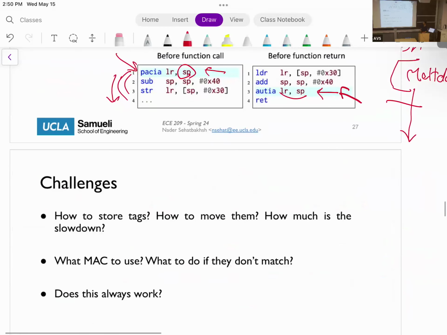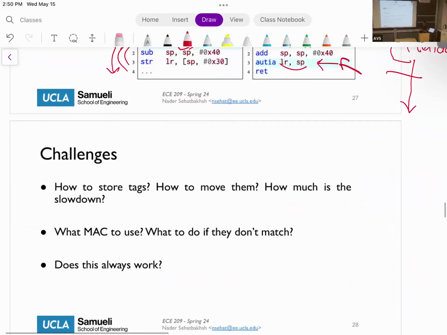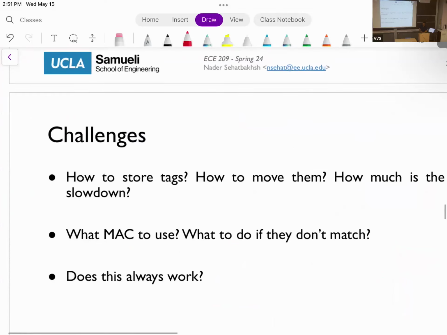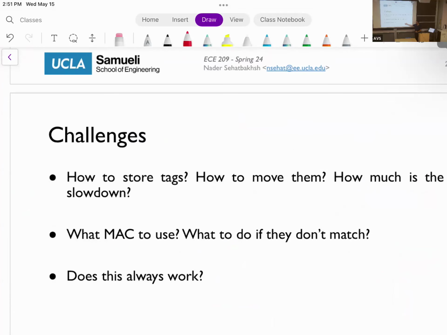Cool. So there are a bunch of questions, for example, where to store the tag, how to move them, how much is the slowdown, what sort of hashing or MAC mechanism should we use, what should we do if they don't match, does this always work? There are tons of these questions that, when it comes to hardware implementation, the hardware designer needs to think about. And remember, security is always important, but as I told you many times in this course, performance is king. Performance is the one you shouldn't sacrifice.